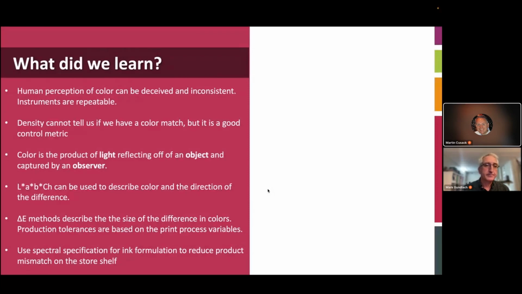Okay, no problem. And in respect of the LAB, why is it that we can actually have 2 colors with the same LAB values but result in different shades?